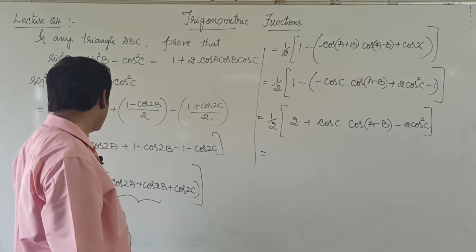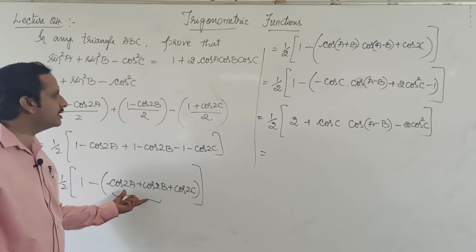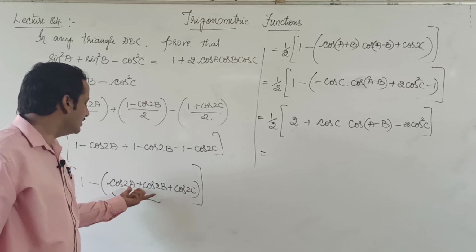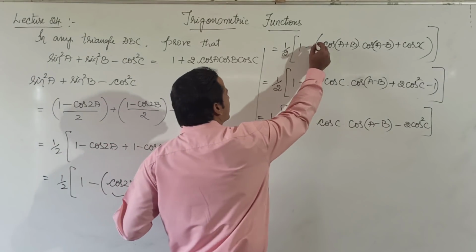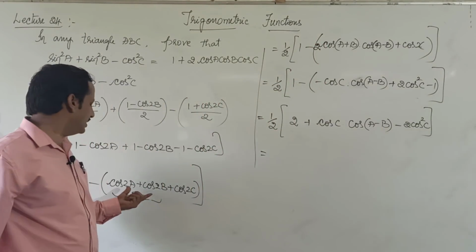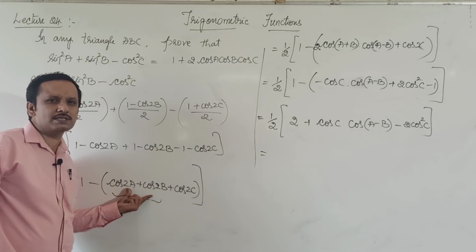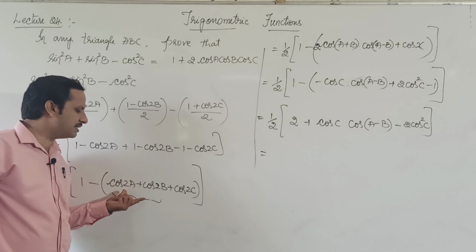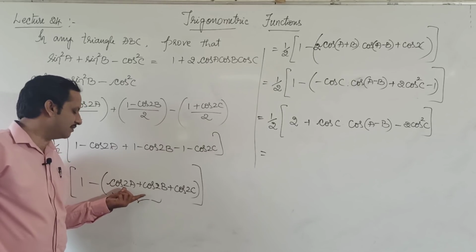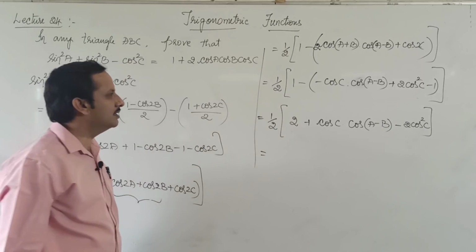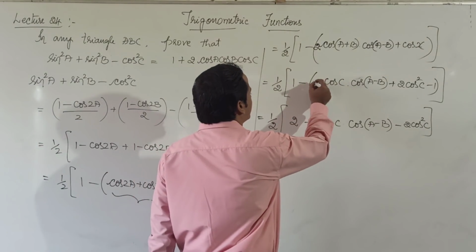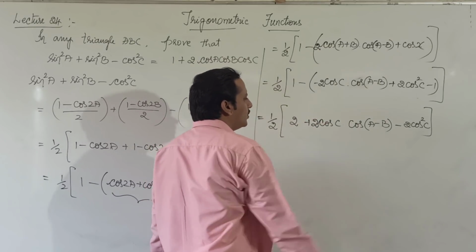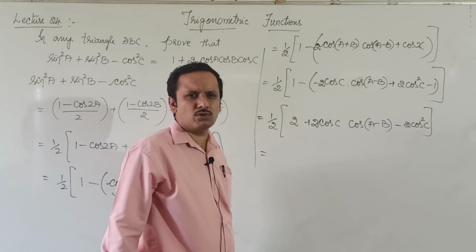Did I go wrong anywhere? Just check. Cos 2A plus cos 2B, cos C plus cos D. Yes, here. Cos C plus cos D is nothing but 2 cos (C plus D) by 2 into cos (C minus D) by 2. So that will give you 2 cos (2A plus 2B) by 2, which is A plus B, into cos (2A minus 2B) by 2, that is A minus B. So there is a 2 here, right? So that means this will become 2 cos C cos (A minus B) minus 2 cos square C.